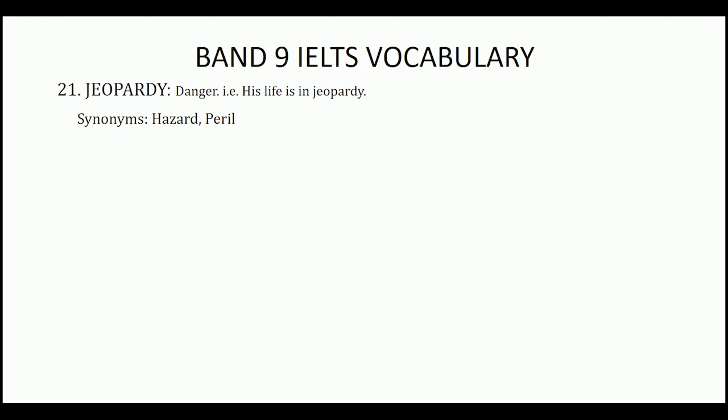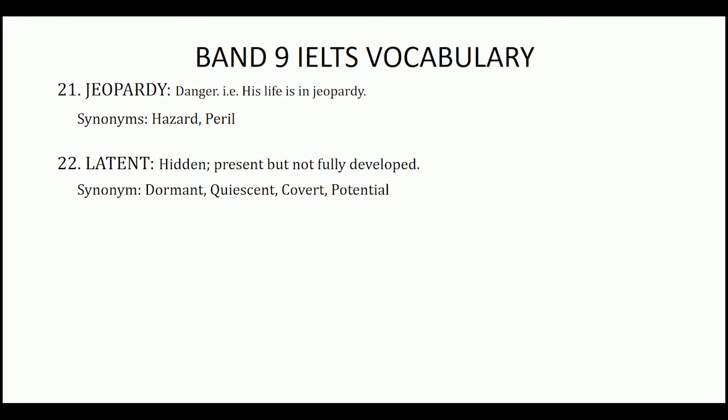Number 22 is latent, which means hidden, or in other words, something which is present but not fully developed, and the synonyms may be dormant, quiescent, covert, or potential. Number 23 is lavish, which means profuse or generous, and the synonyms may be ample or superabundant.